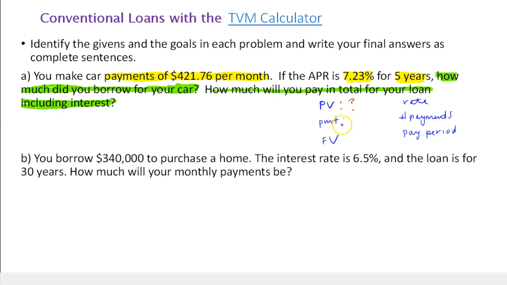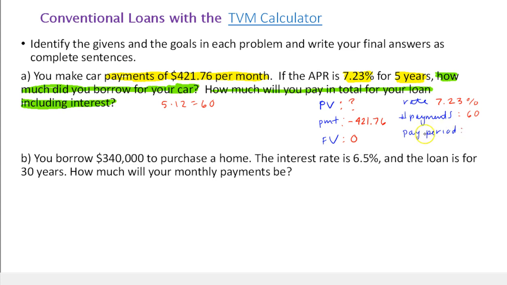Now your payment is $421.76 per month. Now since you're paying this out, this is going to be negative, so negative $421.76. The future value of the loan, when it's all paid off, you will owe $0. Now your interest rate is 7.23%. The number of payments is going to be 5 years, and you're making 12 payments per year, and 5 times 12 is 60.